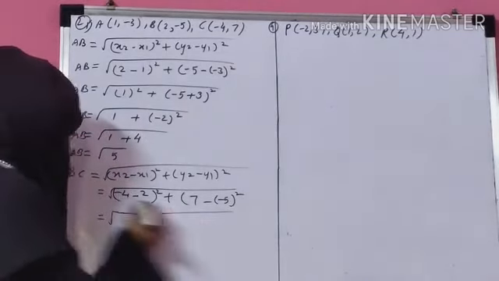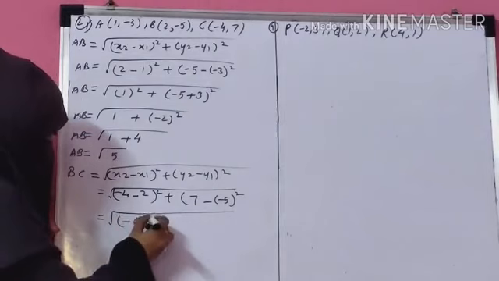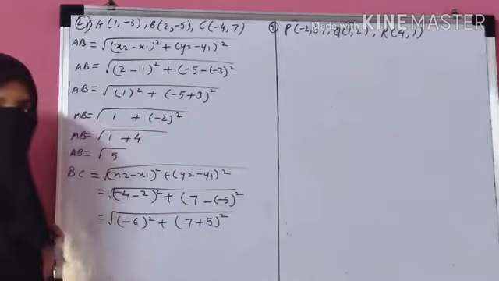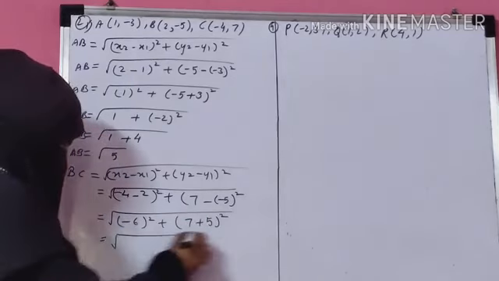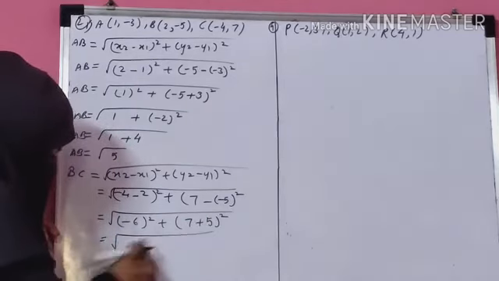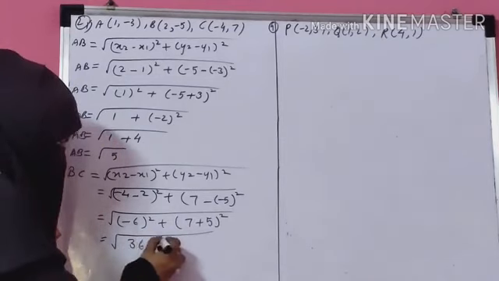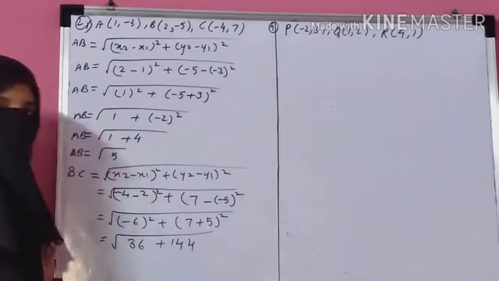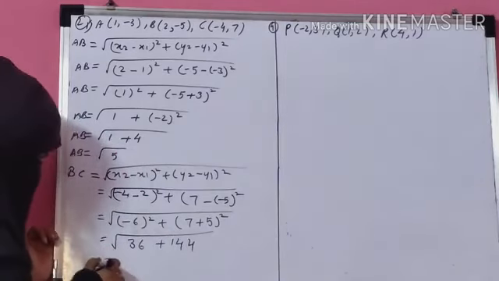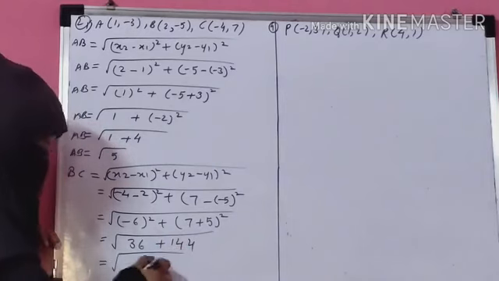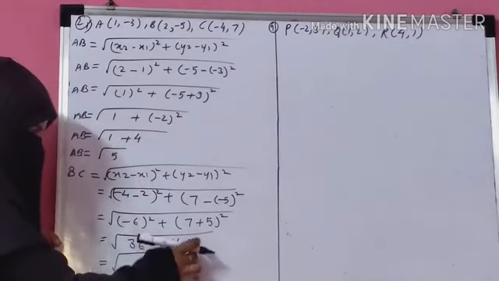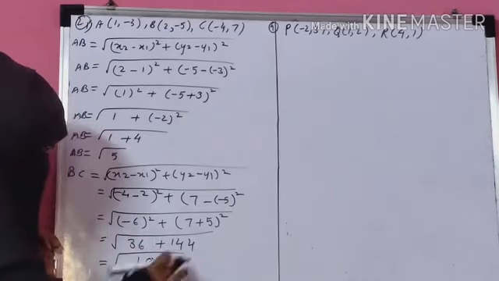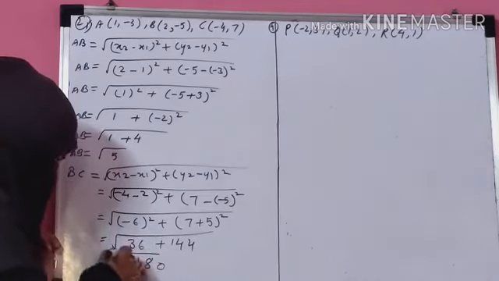Now the next step, minus 4 minus 2 is minus 6 whole bracket square plus 7 minus minus, plus 5, whole bracket square. Next step, minus 6 square is 36. Square is always positive. 36 here, 7 plus 5 is 12. 12 square is 144. Okay. So now 144 plus 36. 6 plus 4, 10, carry 1. 4 plus 4 is 8. 180. Okay. Now find the square root of 180.